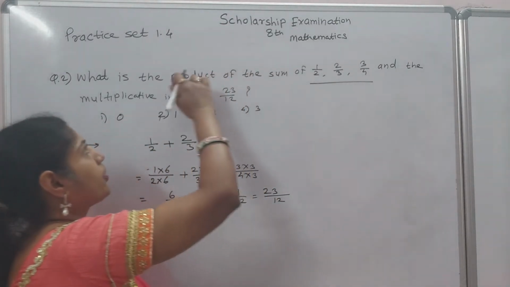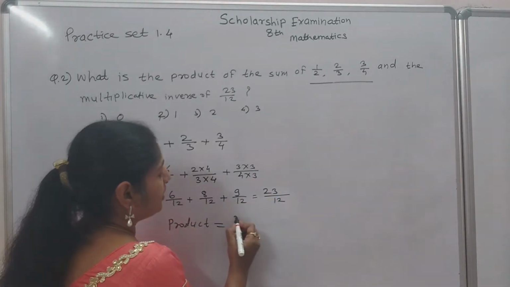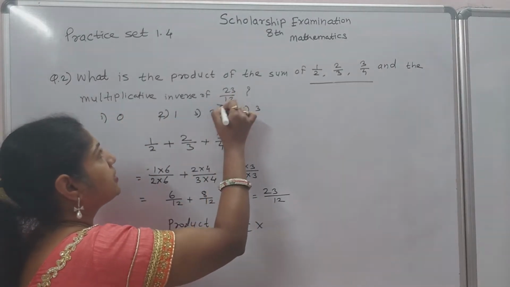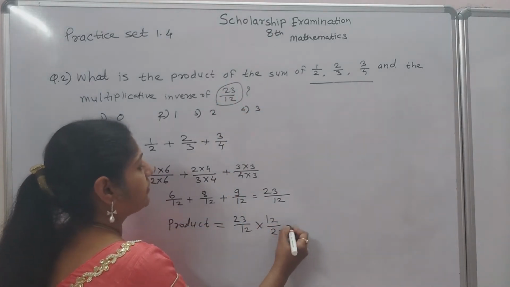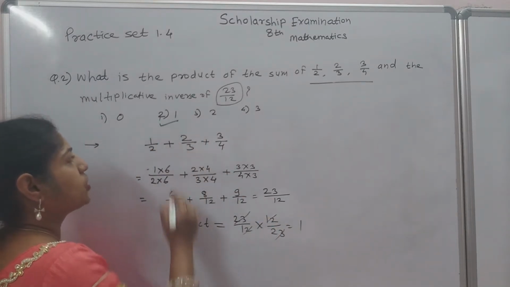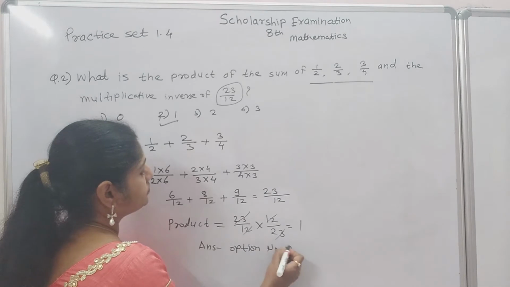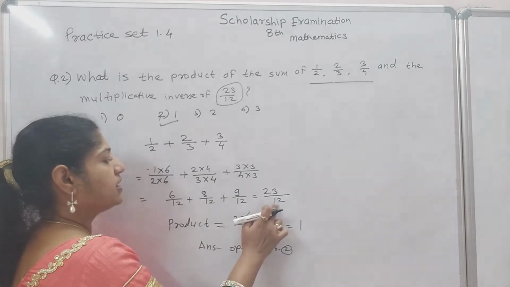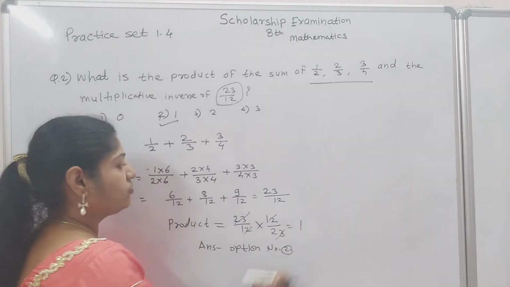Now we have to find the product. The product equals the sum, 23 upon 12, into the multiplicative inverse of this number. The multiplicative inverse of this number is 12 upon 23. So the product is 1, and our answer is option number 2. We take the multiplicative inverse of this number, and the product of this number and its multiplicative inverse is 1.